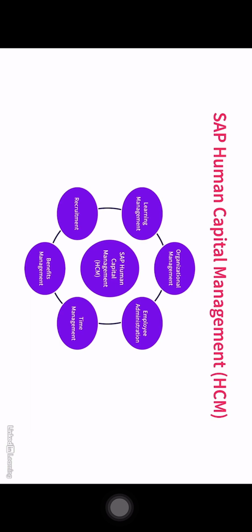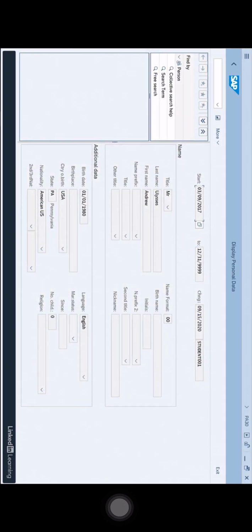Let's look at two of these areas in our SAP system. In our test environment, we're viewing the personal data of an employee named Mr. Andrew Ulysses. Important to note on this screen is the start date and the to date. This employee started on March 9, 2017, and because his to date is 12/31/9999, it signifies that this employee is still working at the company.